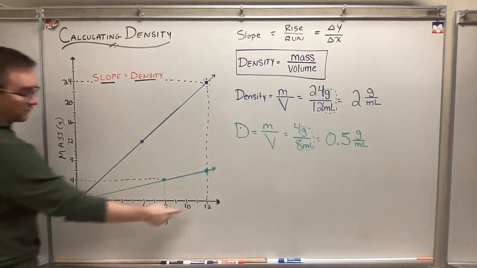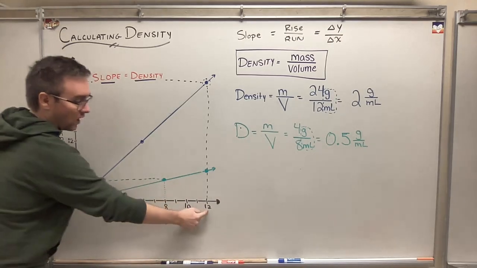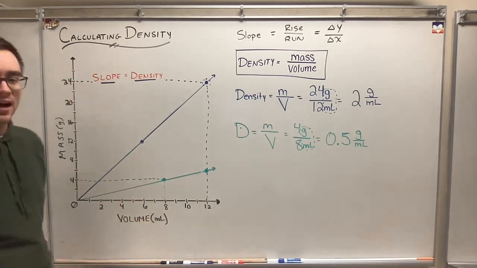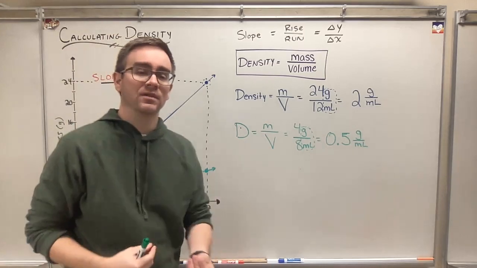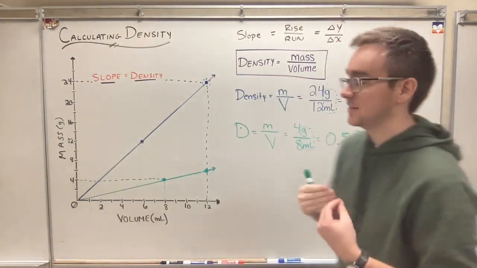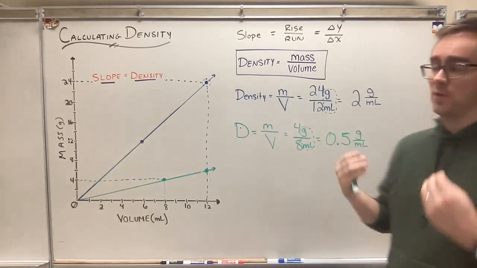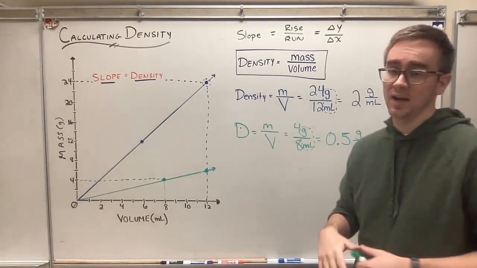What if I add more volume to this and put it up to 12? Well, that makes this from 12, and that puts this up to 6. 6 divided by 12 is 0.5. If it's a material, remember, every material has an ID, and that ID is based on its density. The density of an object doesn't change unless you add heat or pressure to that object.